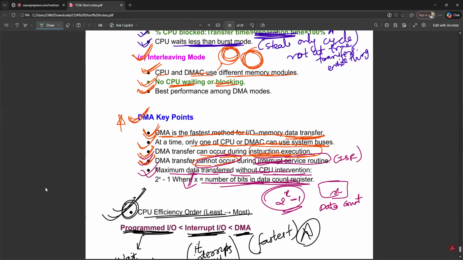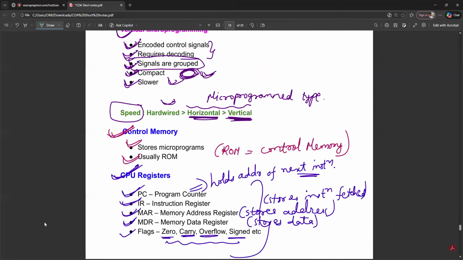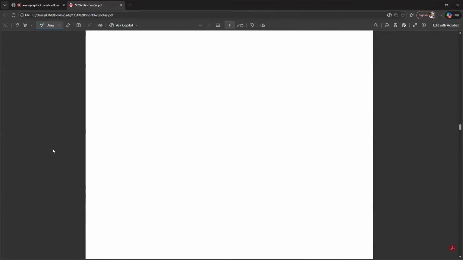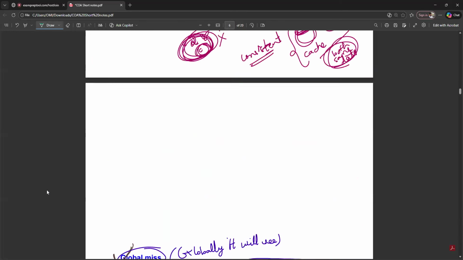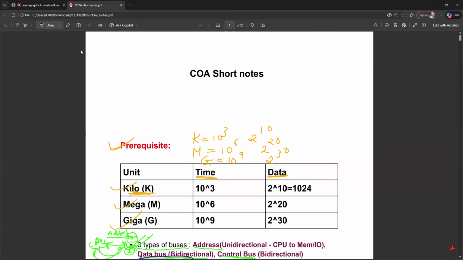With this, the short notes are over. I hope I have covered each and every point and explained everything. Many important points have been covered, the entire short notes. If you see this one time, your entire COA will be revised. So this is done.